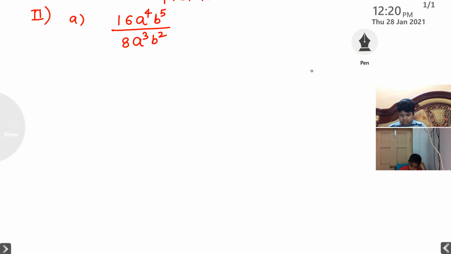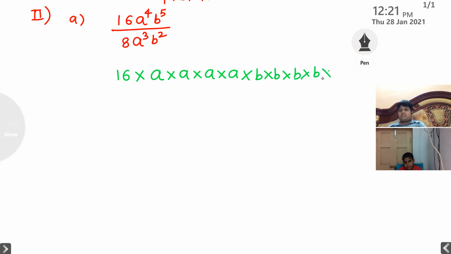How to do division? 16 I will write as it is, into a. How many are there? 4. It means I will write a 4 times: a into a into a into a. But if a will come 30, 80, 70, we cannot write like that. That's why yesterday I explained that concept. If the degree is very less, then we can write like that. 16 into a into a into a into a, and b, how many are there? 5. Into b into b into b into b into b.